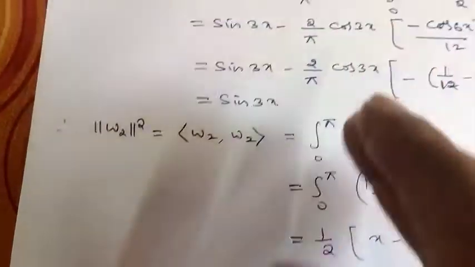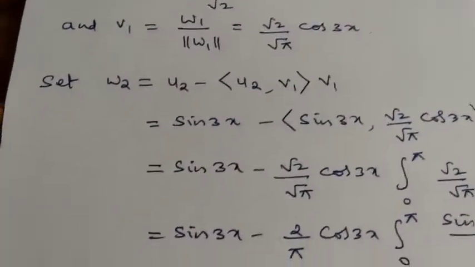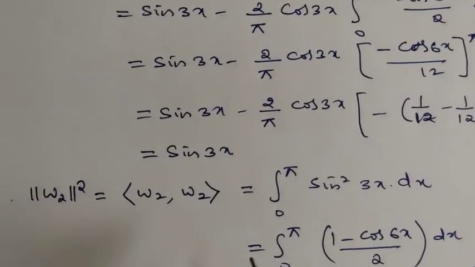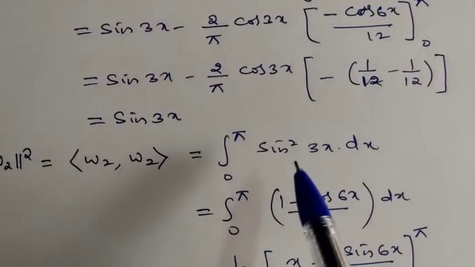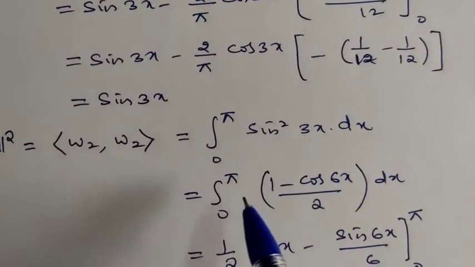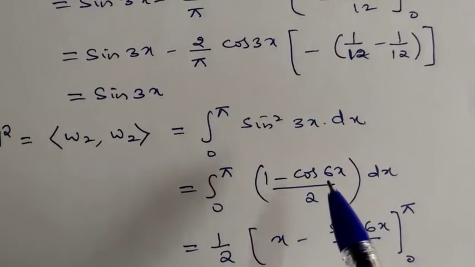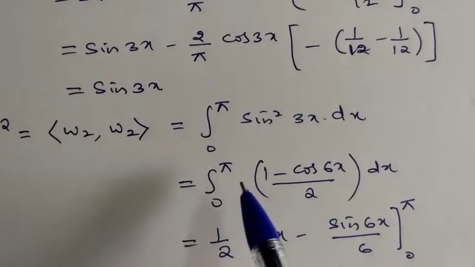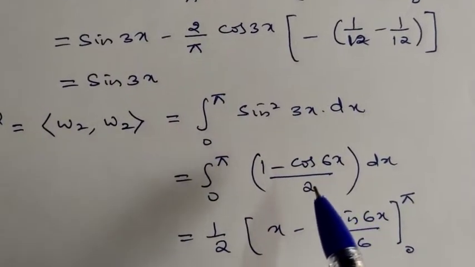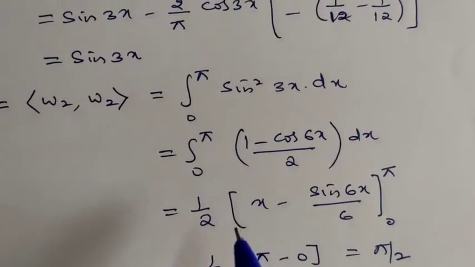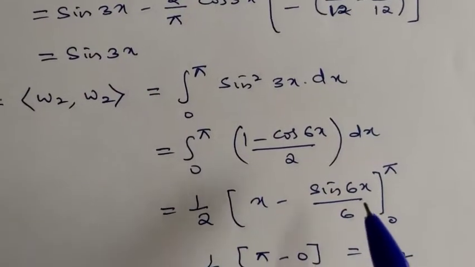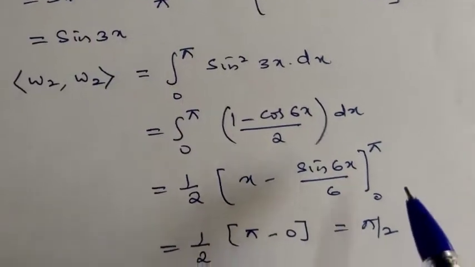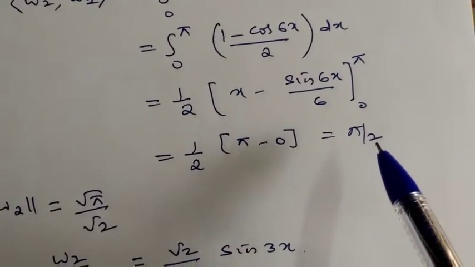So W2 is sin 3x. Therefore the norm of W2 whole square is the inner product of W2 comma W2. So this is the integral of sin square 3x dx from 0 to pi. Sin square x is 1 minus cos 2x by 2, so this is the integral from 0 to pi of 1 minus cos 6x by 2 dx. If you integrate, it gives x minus sin 6x by 6, with 1 by 2 taken out. If you apply the limit, you get pi by 2.